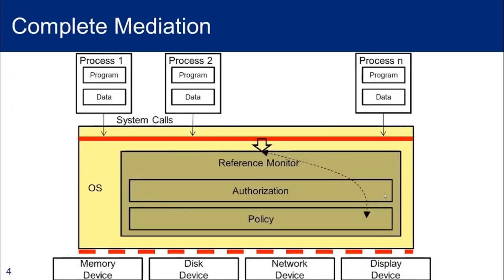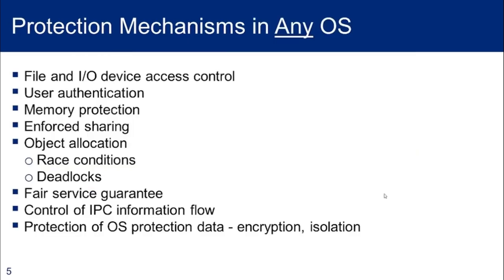The top red line in this graphic shows complete mediation. Each and every request for a resource is blocked until the reference monitor checks the authorization mechanism and the security policy. When both have been satisfied, the appropriate level of access is granted. This list of protection mechanisms would typically be found in any OS, not necessarily a trusted OS. Some aren't necessarily security mechanisms, but they all work together to ensure the operating system behaves as expected and doesn't generate denial of service conditions.